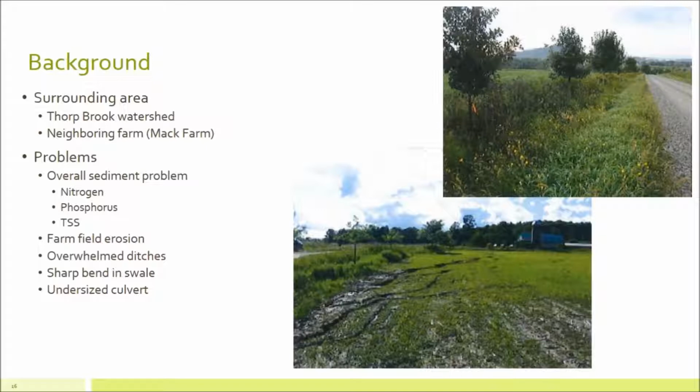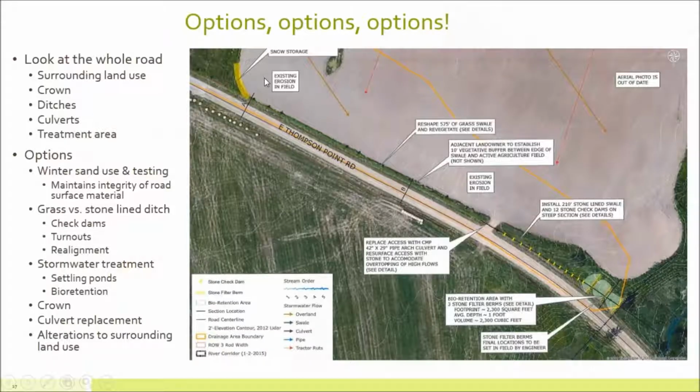The ditches were really overwhelmed. They had a farm field access in here as well that was really eroding. So when they looked at the project, there were a ton of different options they could use. They had to look at the surrounding land use, looking at the crown of the road. As Dana had mentioned, on a dirt road, crown can be absolutely essential to getting the water to drain off quickly. The ditches were obviously a problem. Culverts, they had different options they could use, and then looking at whether they could provide a treatment area as well.